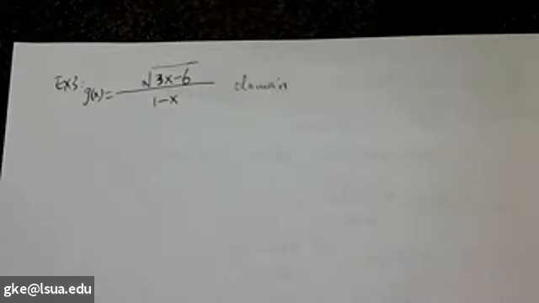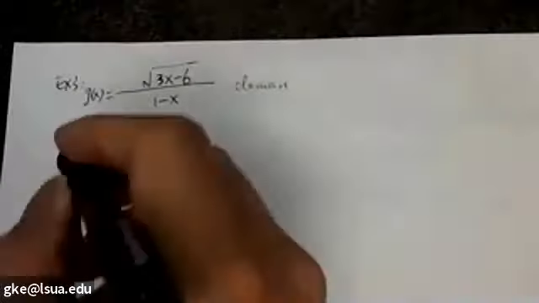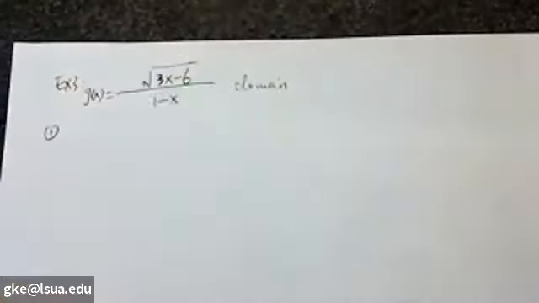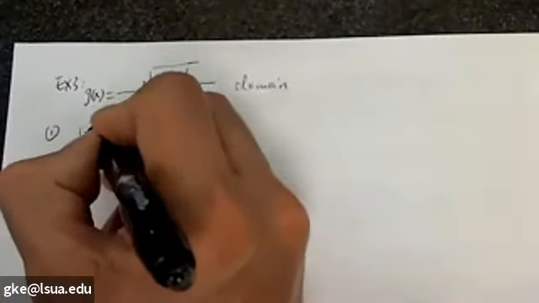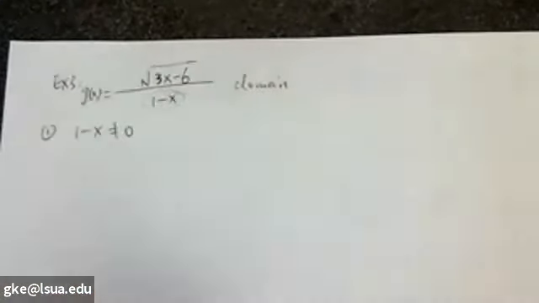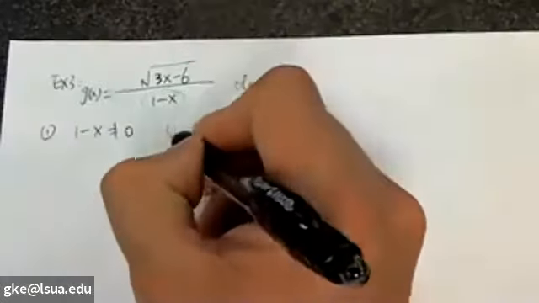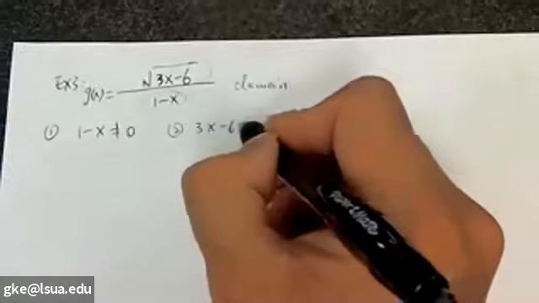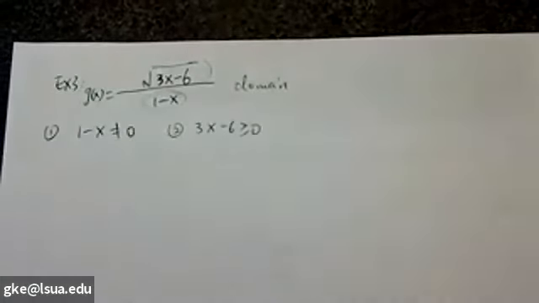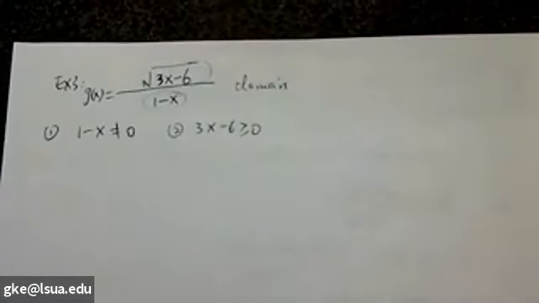Okay, I'm gonna write down the answer on board. So we have denominator that doesn't equal 0, right? And the second case, we have square root. Everything inside square root is gonna be greater than or equal to 0, right?